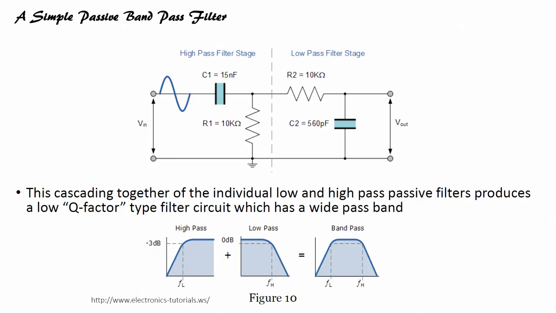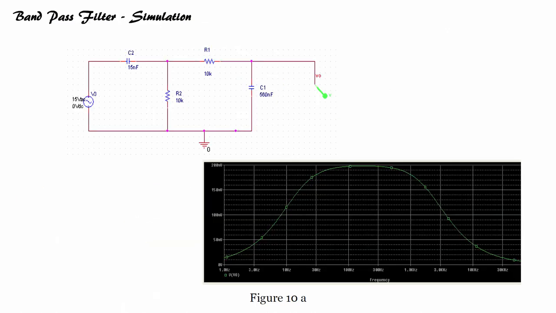Now if you want to design a passive band pass filter, you can use a combination of a high pass filter and a low pass filter. You see the signal from the high pass filter and the signal from the low pass filter. If you combine both, you will get a band pass filter. Cascading the individual low pass and high pass filters produces a low Q factor filter which has a wide pass band. This is just a simulation. If you want to work on the simulation, you can use Simulink.